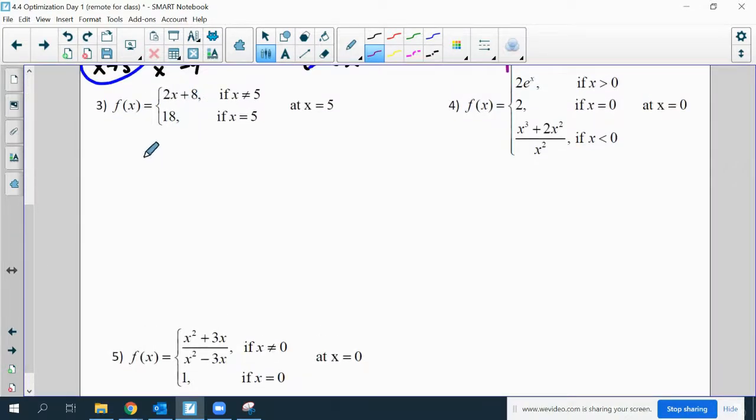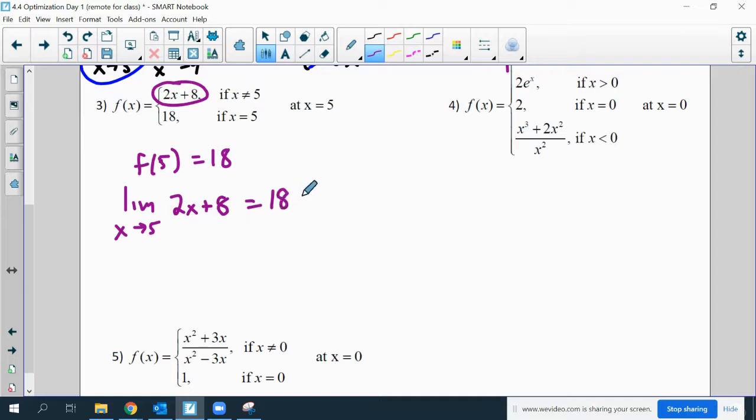Problem 3, f of 5 is equal to 18. And then the limit as x approaches 5 of f of x. Well, now I have to take a look at this 2x plus 8. That I can use direct substitution. I also get 18. So since f of 5 is equal to the limit as x approaches 5 of f of x, this function is continuous at x equals 5.